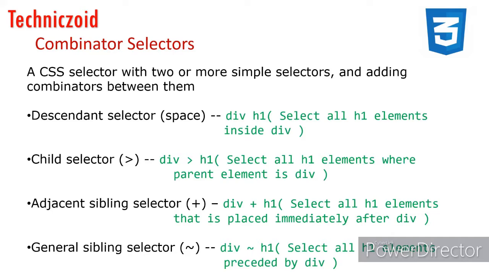The second one is the child combinator. This selects all the nodes that are direct children of the first element. Here the first element is div and the second element is h1. It selects all the h1 elements where the parent element is the div element.